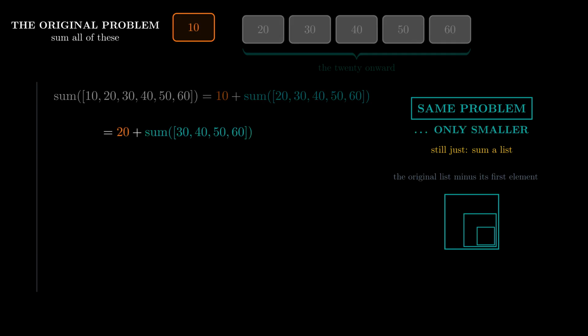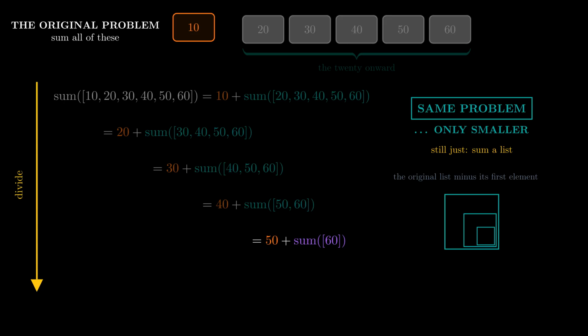We extract its first element, 20, and consider everything after it as a new list. If I knew the sum of 30 through 60, I will add the 20 I extracted and have the sum. Keep going. Extract the 30, and if I knew the sum of 40, 50, and 60, I will add the 30 and have the answer. We keep peeling off one element and treating the remainder as a list, all the way down to a list with just one element in it. That is a trivially simple problem.